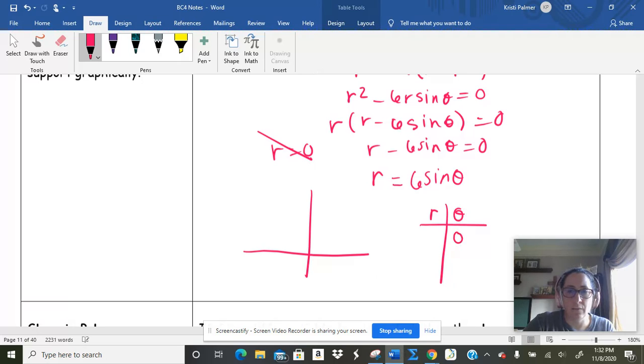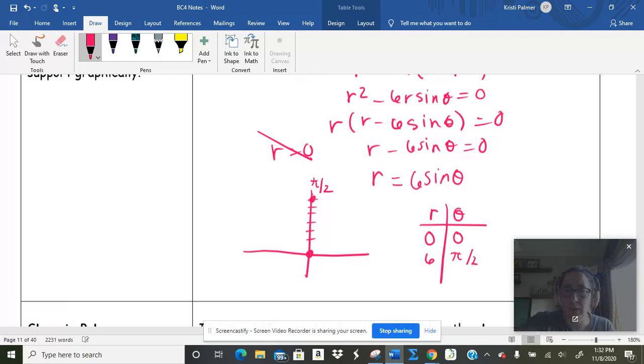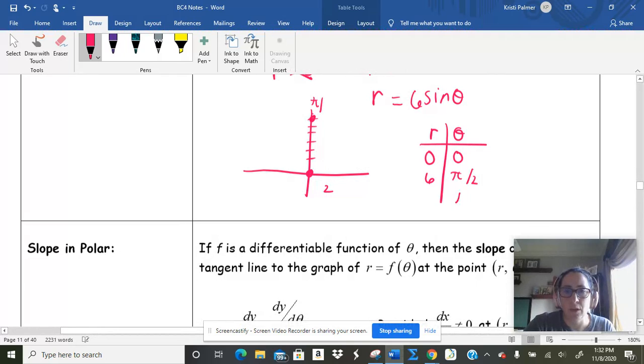So let's plug in a theta of 0. So sine of 0 is 0. What about pi over 2? That's 1 times 6. And then it's going to keep going back and forth, so I need to get something in the middle of those two, so I'm going to go to pi over 4. So 6 times radical 2 over 2 would be 3 radical 2's.